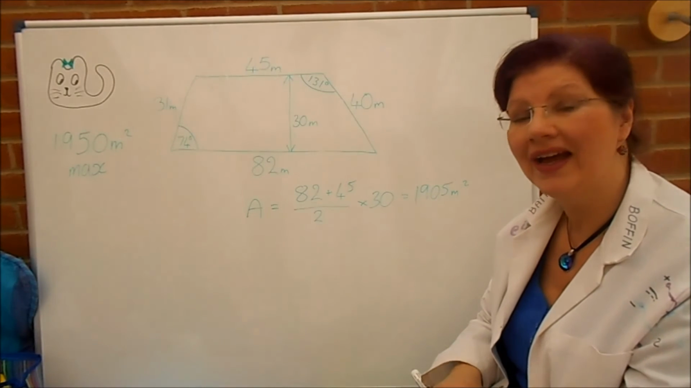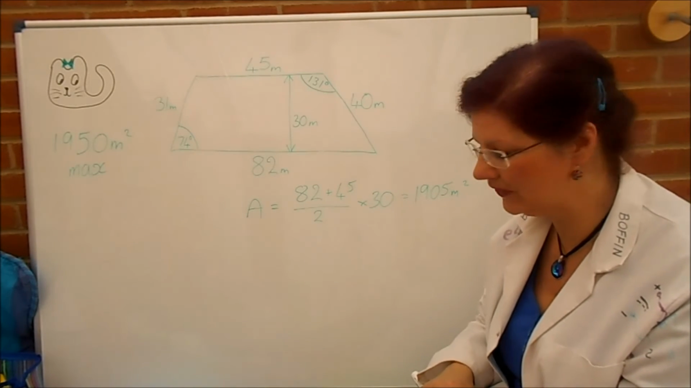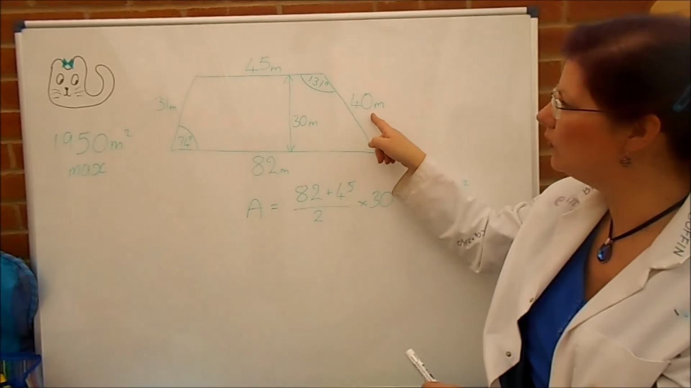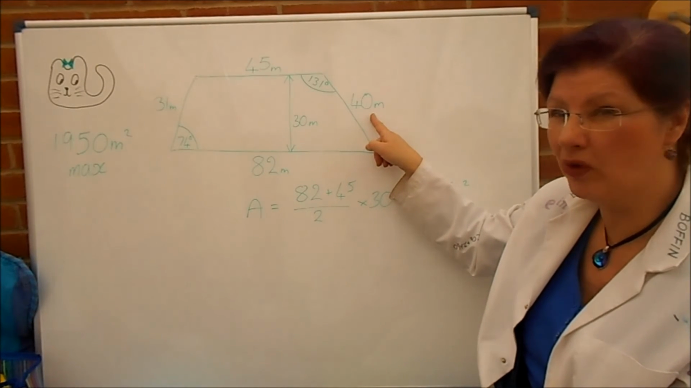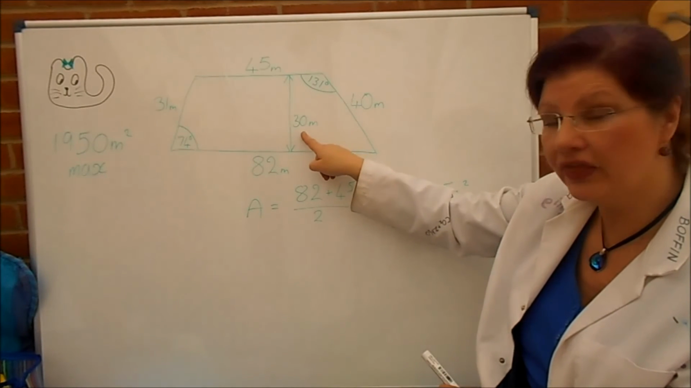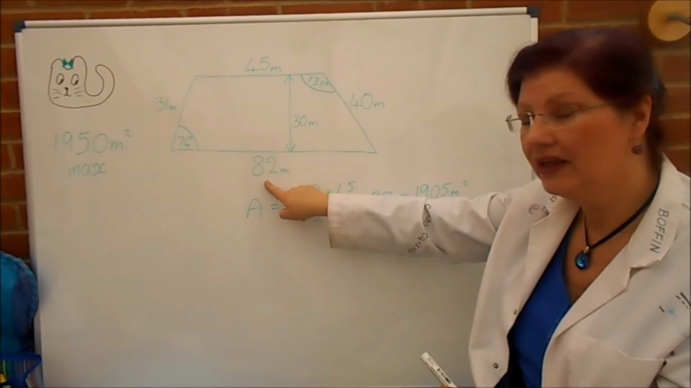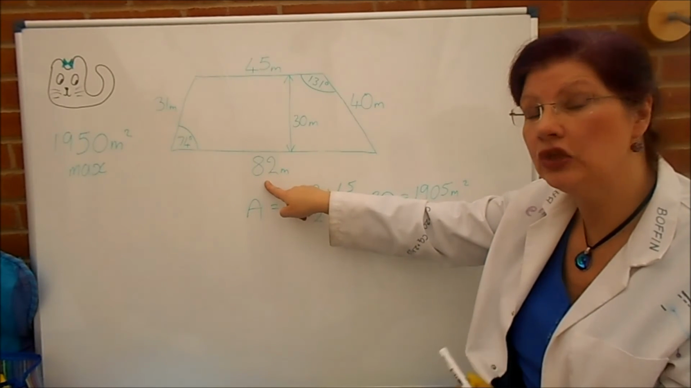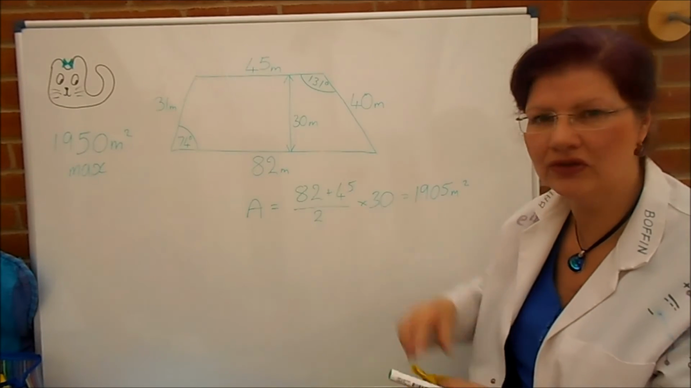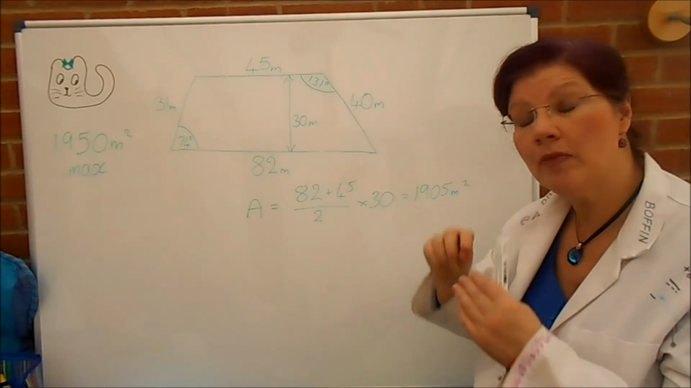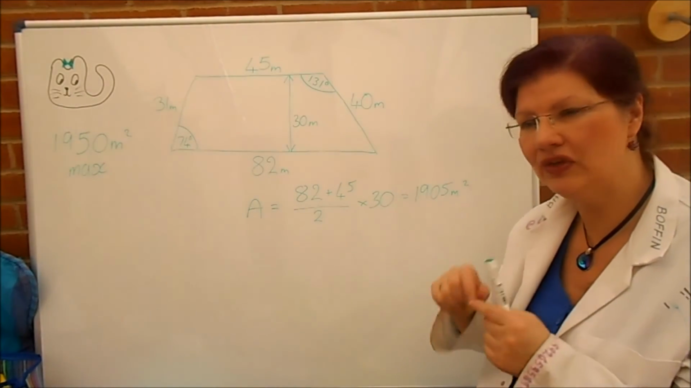We need to look at the upper and lower bounds for this. That 40 could actually be 40.5 to the nearest one. That 30 could be 30.5 to the nearest one. This 82 could be 82.5 rounded off to the nearest one. When you're doing upper and lower bounds, you go half a unit up and half a unit down.